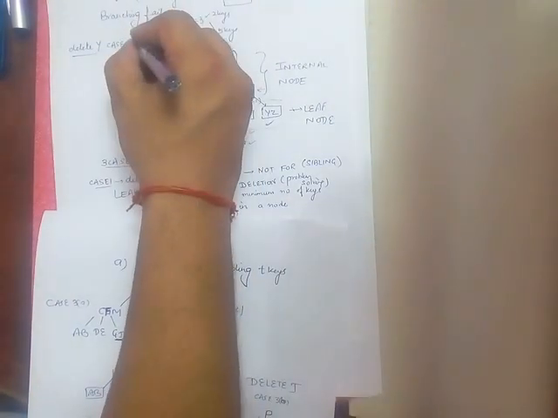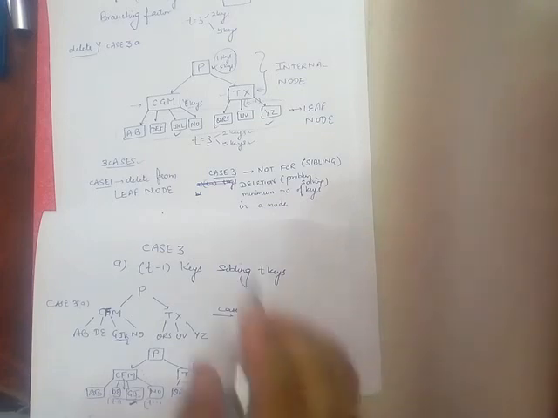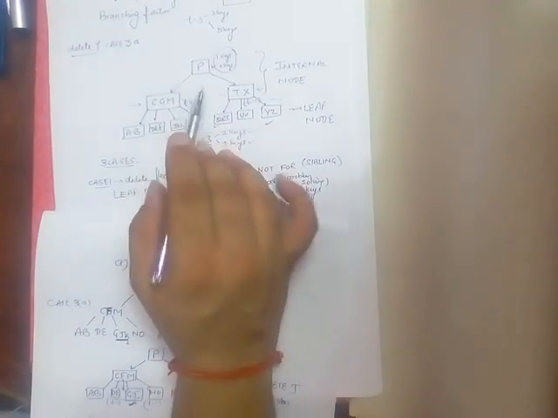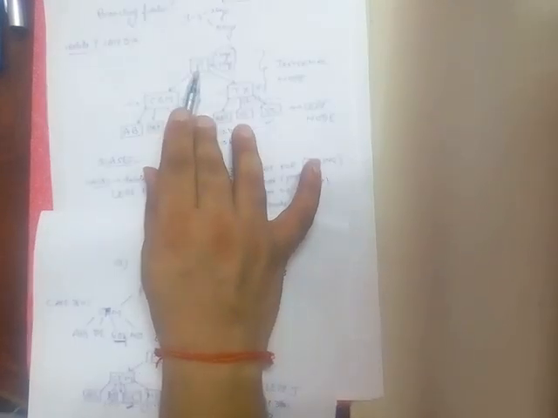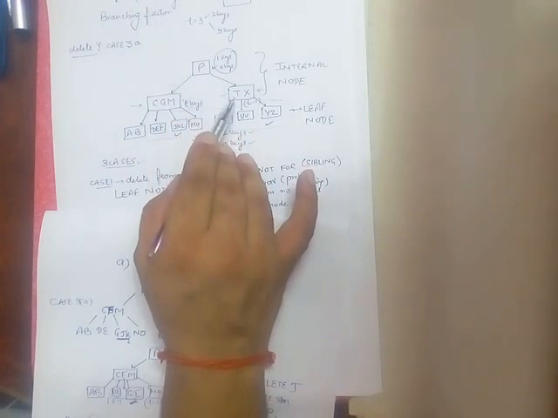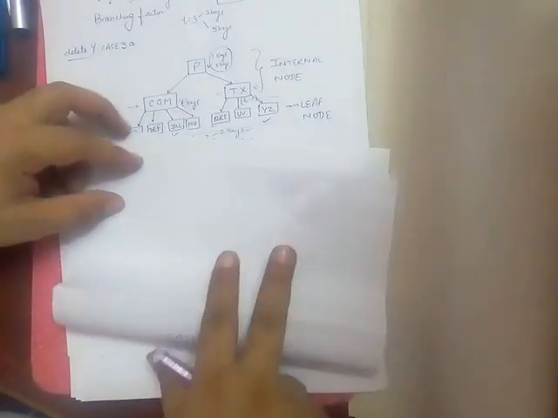Okay, then case 3A will be applied. Case 3A says that if it is the left sibling, then move its largest key up into the parental node, move that parental key down to the child which is having the problem, and adjust the pointers of the children. Then the figure will be like this.